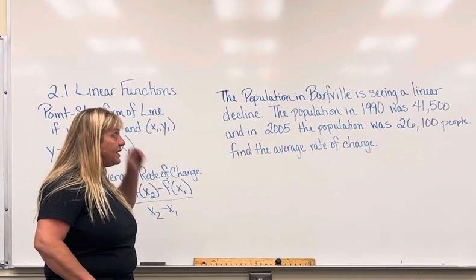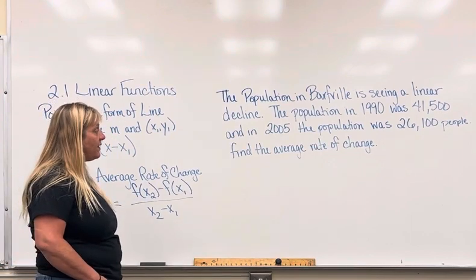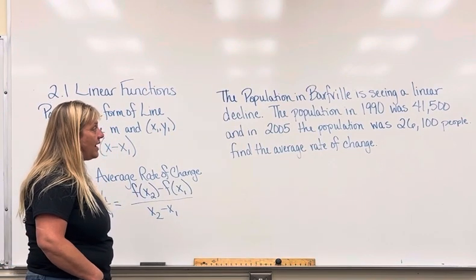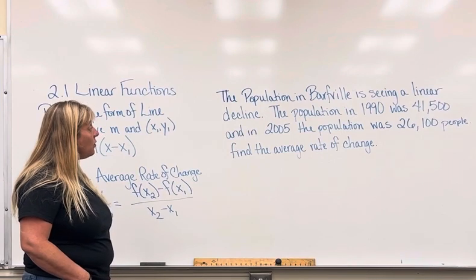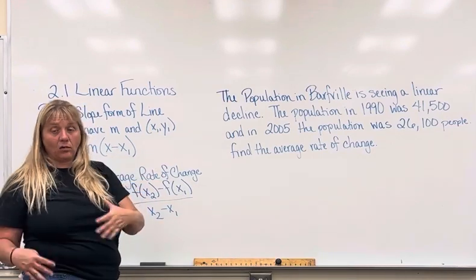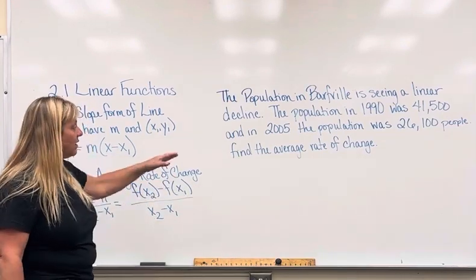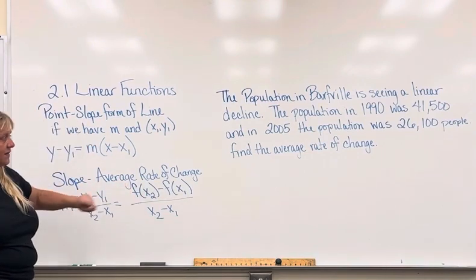So they give us two pieces of information. The population in 1990 is 41,500, and in 2005 is 26,100. So they are not asking us to go directly to the line or anything. They're doing this in parts A, B, C. The first part is to find the average rate of change. So we're looking at this over here.